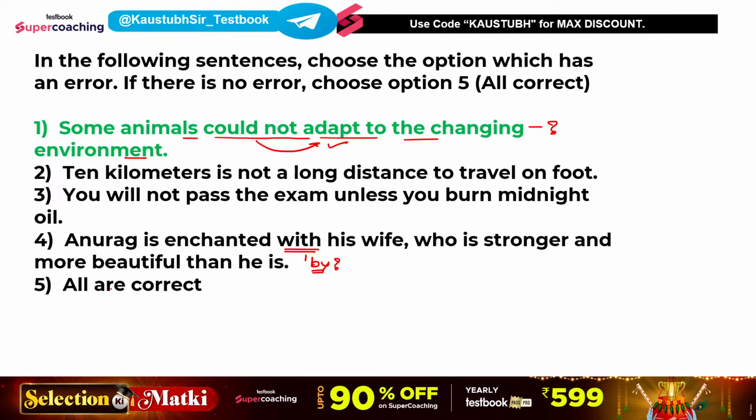और अगर ये नहीं है तो फिर all are correct के साथ जा सकते थे, because बाकी किसी में भी एरर नहीं है. 10 kilometers is not a long distance to travel on foot. ये सही है. You will not pass the exam unless you burn the midnight oil. ये भी सही है ना? अनुराग is enchanted with his wife. ये भी सही है. सही लग रहा है. By हो सकता था. तो I think the most correct answer here would have been all are correct because there is no error in first sentence.